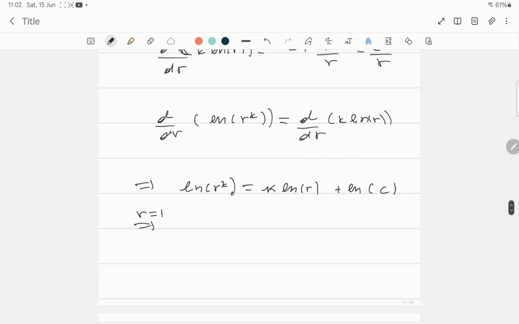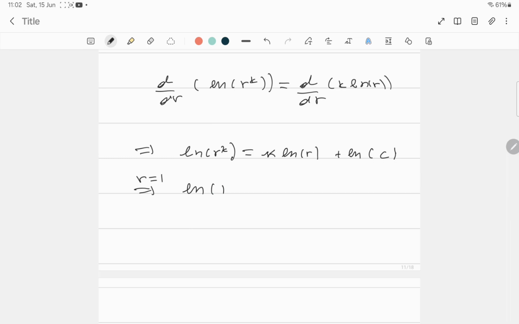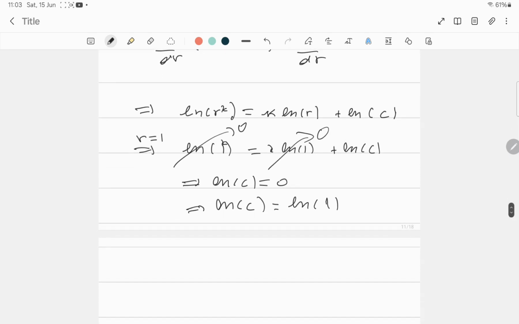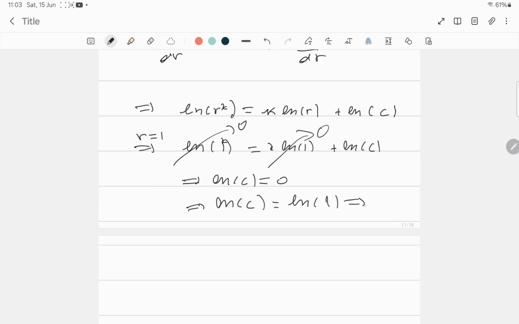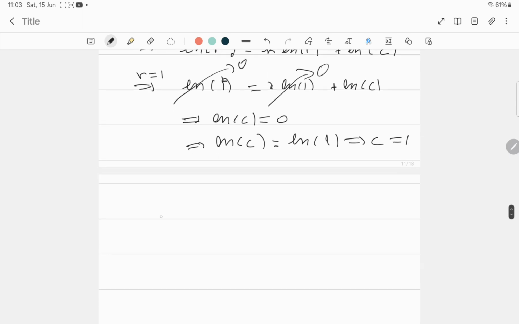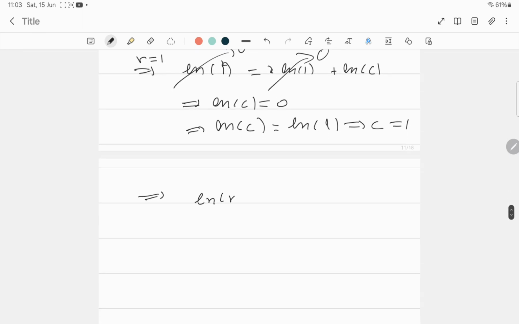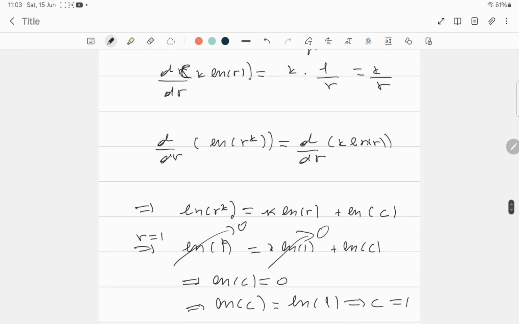I plug in r equal to 1, so I have natural logarithm of 1 to the power of k equals k natural logarithm of 1 plus c. Of course, these terms vanish, and I have c equal to 0, so I can use that natural logarithm of 1 is 0. So what I get finally is that natural logarithm of r to the power of k equals k times the natural logarithm of r. This is my third property.